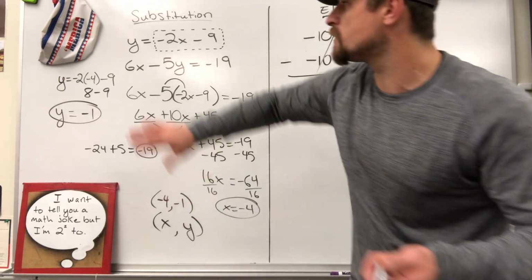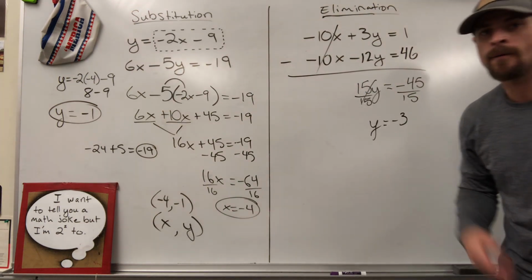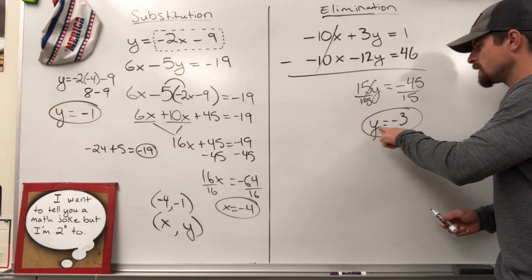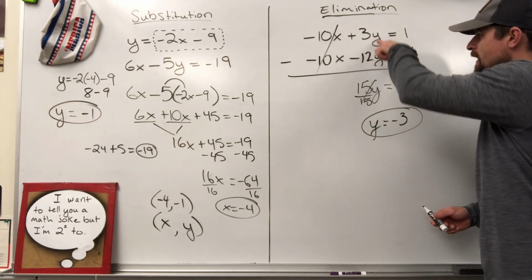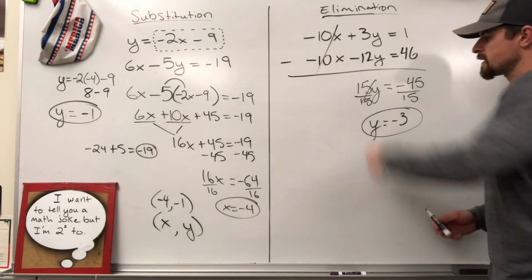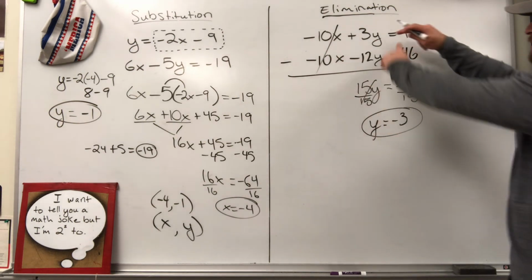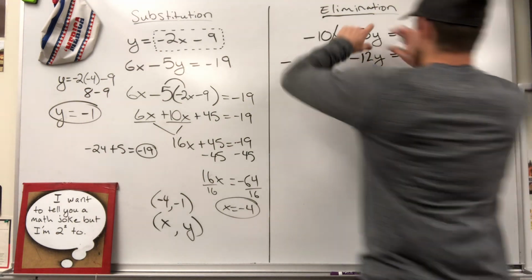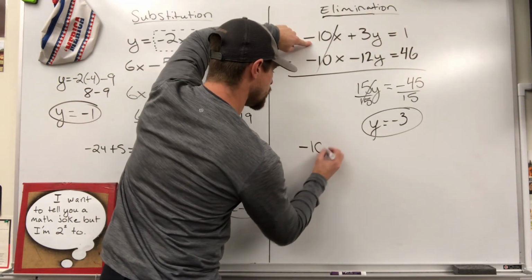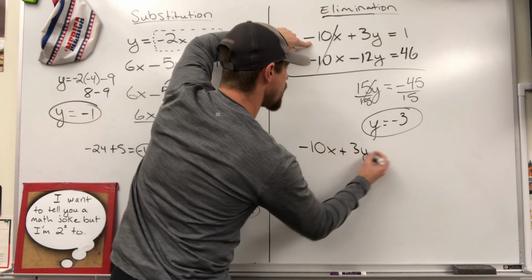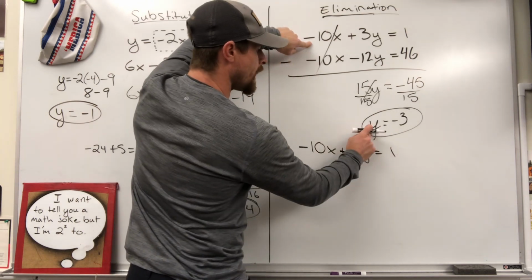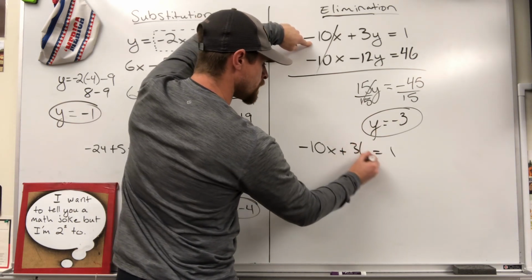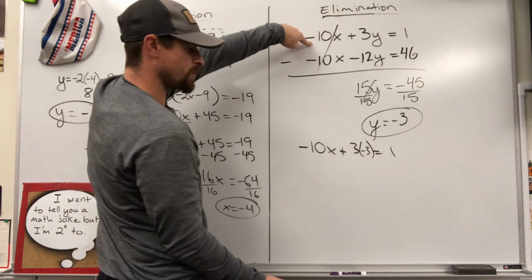Now this last step is no different than what we do over here in the substitution method. Once you figure out one of the variables, take that value. It's worth a y. I can put it right there or right there so I can solve for x. Let's use the top equation just because it's smaller numbers. I don't want to have to deal with 46 and negative 12. So let's just use this top equation. Negative 10x plus 3y equals 1. But y is no different than a negative 3. So I'm just going to erase that y. Put a negative 3 in its place.